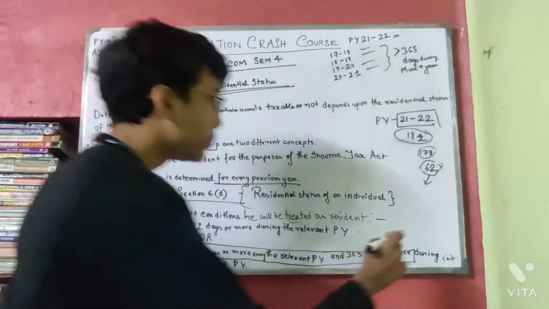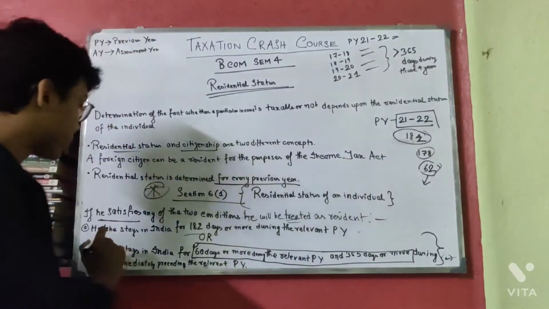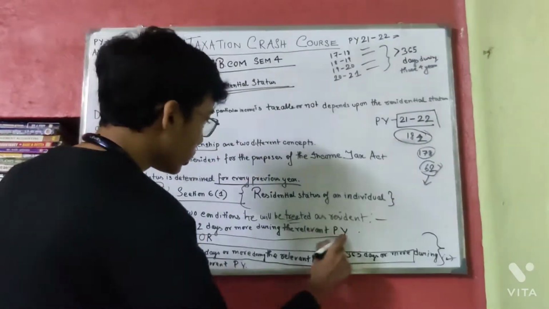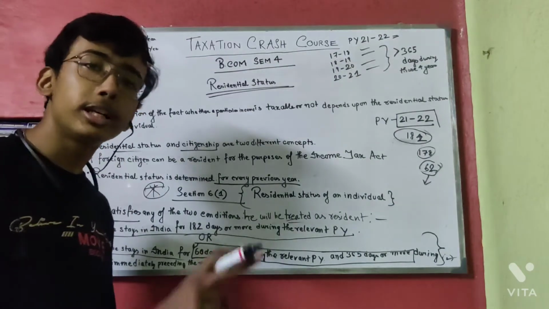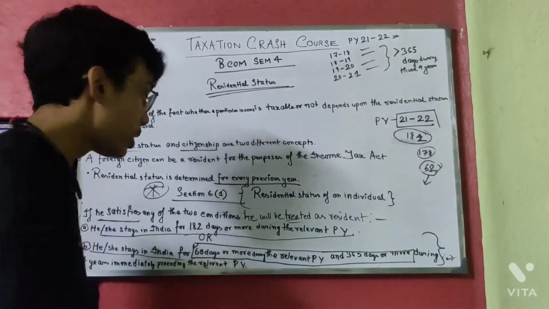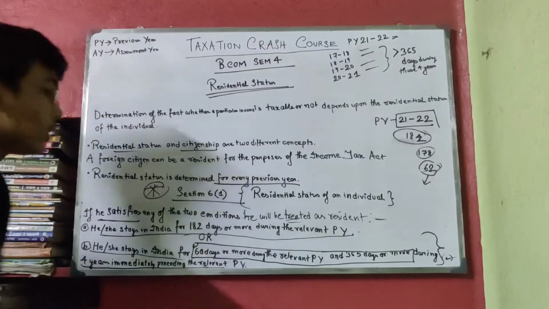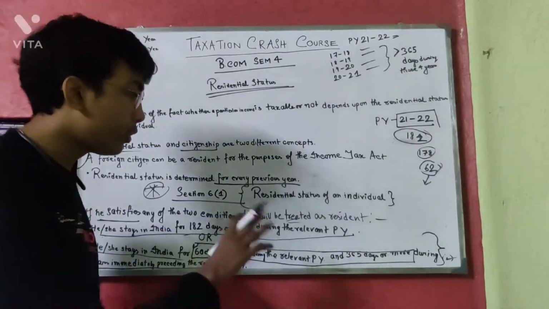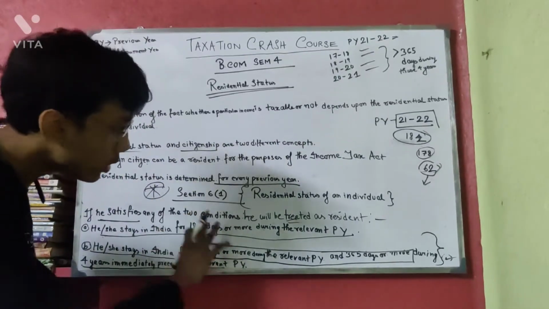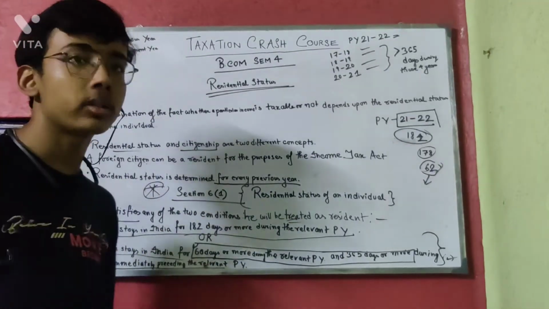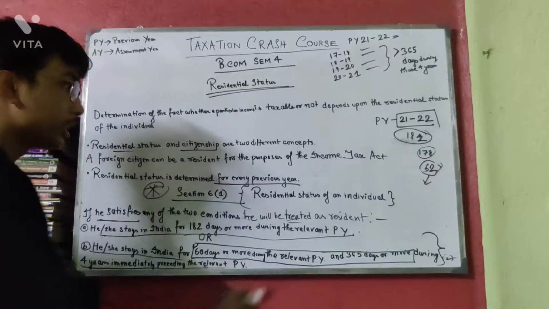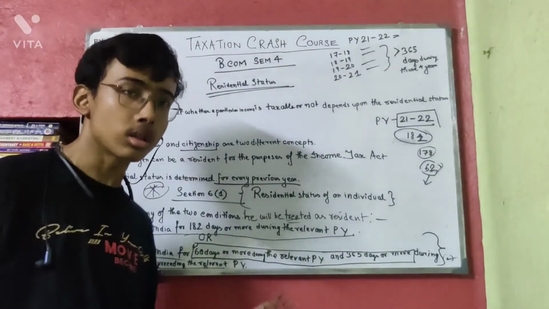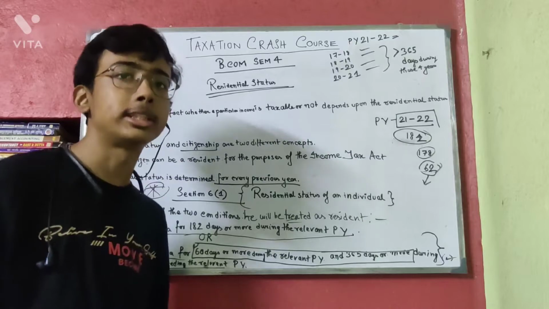Think that both conditions are not satisfied: she has not stayed in India for 182 days or more during the relevant previous year, and she also has not stayed in India for 60 days or more in the relevant previous year and 365 days or more in the immediately preceding 4 years. If both the conditions are not satisfied, we will directly treat her as a non-resident. If we want to treat her as a resident, we check whether any one of the conditions is satisfied. Please keep it in mind: in case of resident, any one is enough, and in case of non-resident, both the conditions must not be satisfied. Okay?